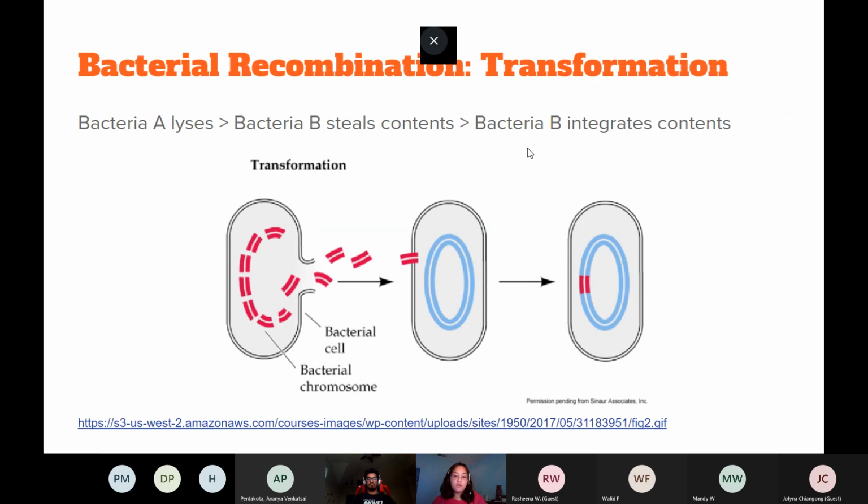Next, we have transformation. So we have bacteria A, and then these are both bacteria B. There's a lot of ways that transformation can happen, but this is the most general case. Bacteria A lyses. It pops and releases all of its contents, it spills its insides. And transformation happens when bacteria B grabs some of these contents that bacteria A once had, and incorporates it into its own genome. So that's the main concept behind that. You have lysing, then the stealing, where it obtains the outside genetic information, and then you have the integration.